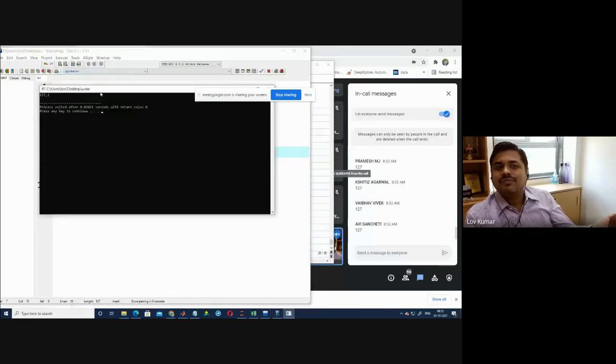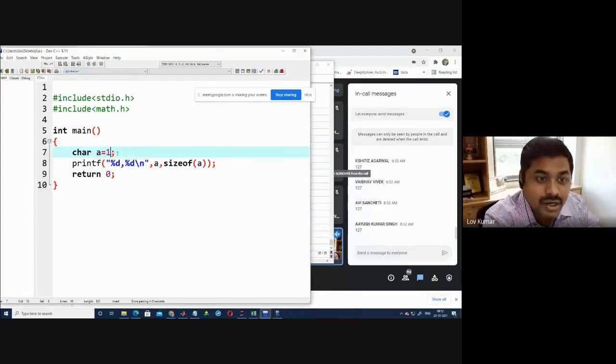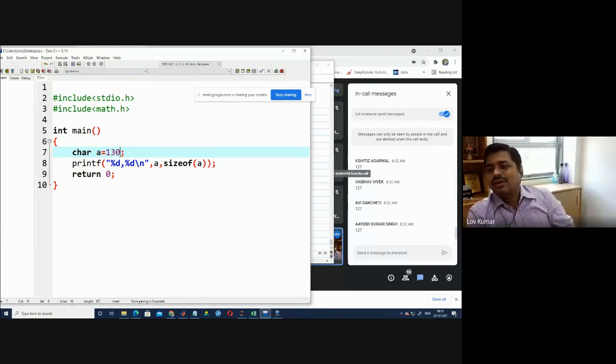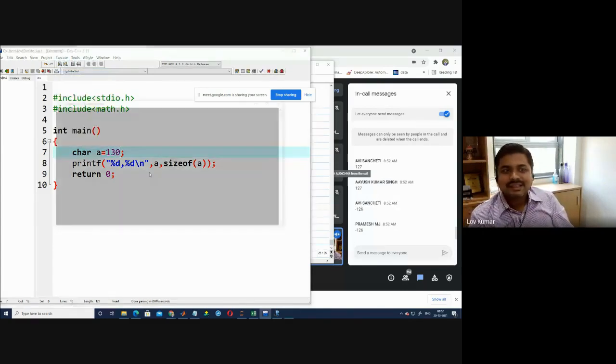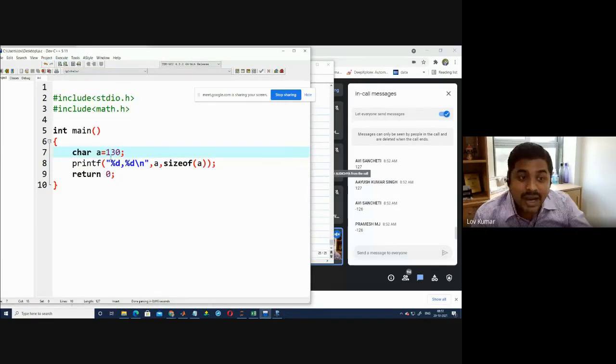127, there is no confusion. But if you are writing 130, what value will it store? If you are writing 130 minus 126, just you can see, minus.